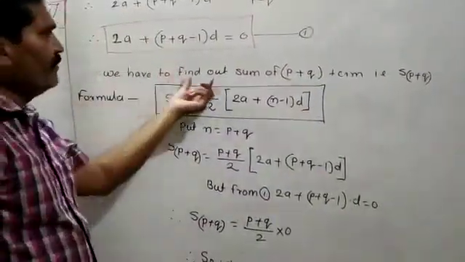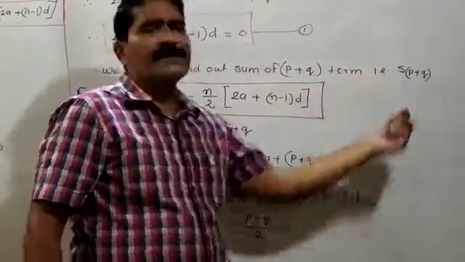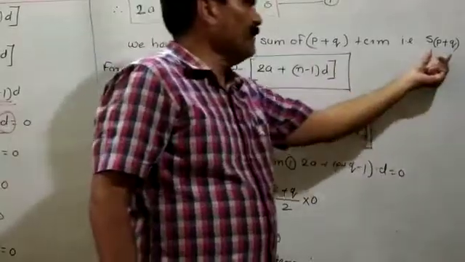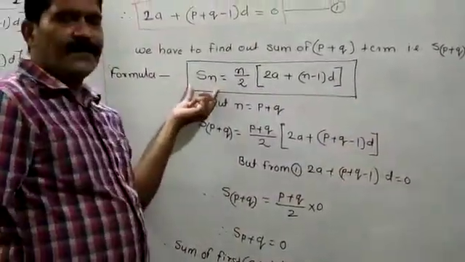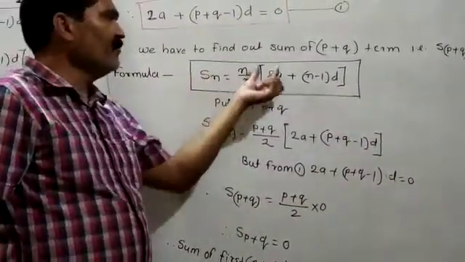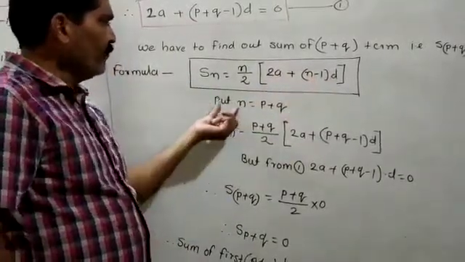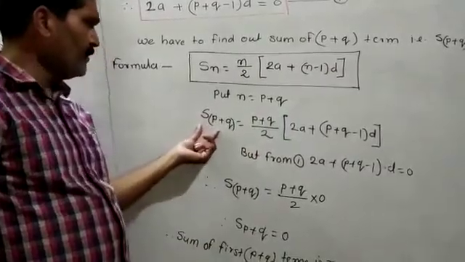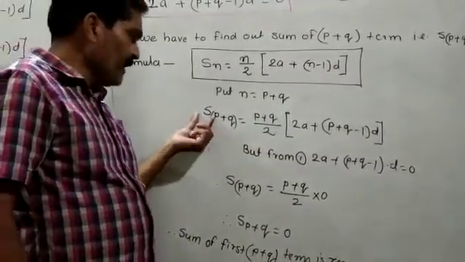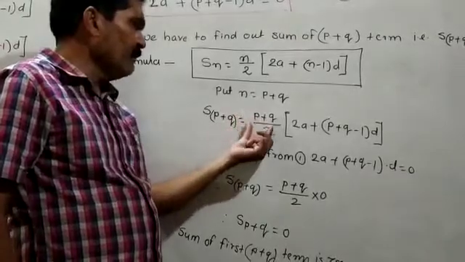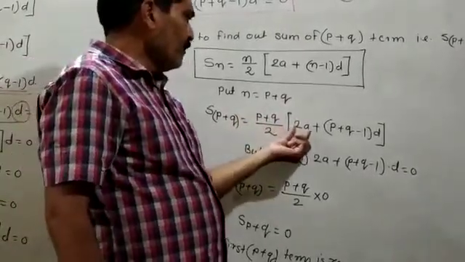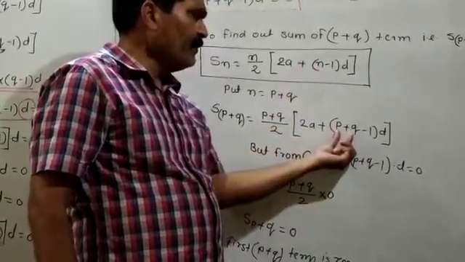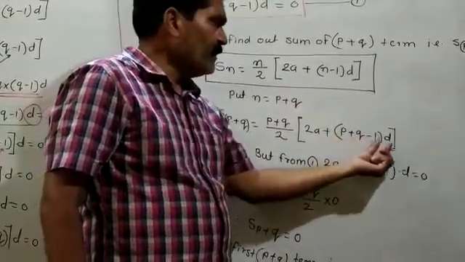We have to find the sum of p plus q terms, that is S of p plus q. If you want to find S of p plus q, you have to utilize the Sn formula. Sn is equal to n upon 2 times (2a plus (n minus 1) into d). You have to put the value of n as p plus q. At that time S of p plus q is equal to (p plus q) upon 2, here 2a as it is, plus in place of n you put p plus q minus 1, into d.